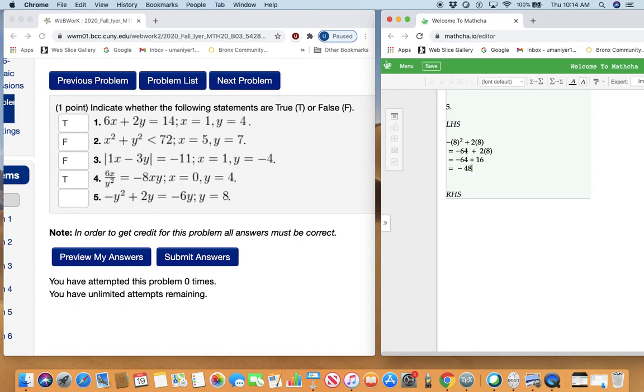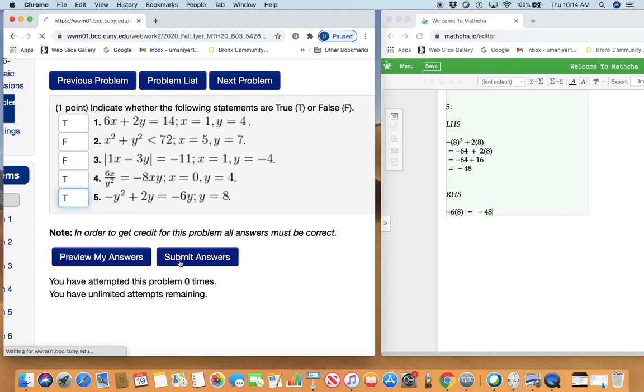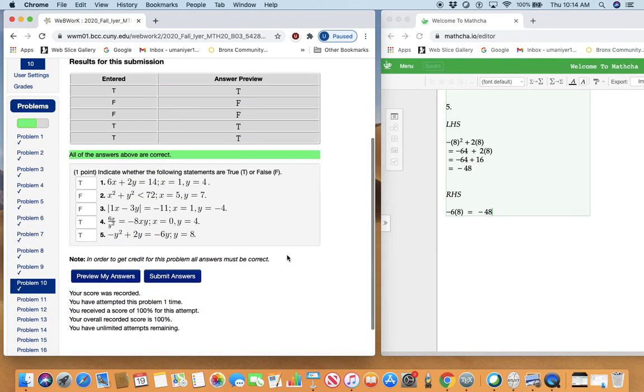All right. On the right hand side, I have negative 6y. Negative 6 parenthesis, y is 8. So that is negative 48. So indeed, they are equal. So that's a true statement. All right, everything is correct.